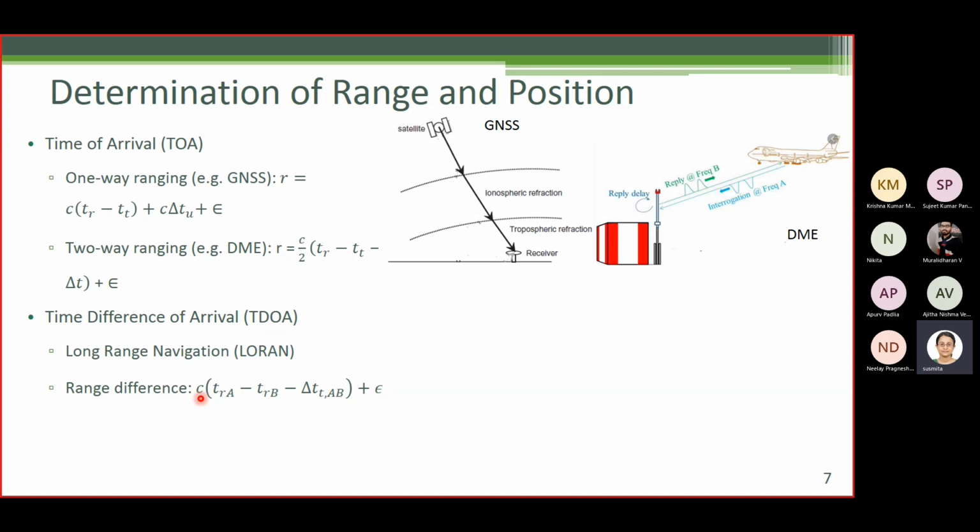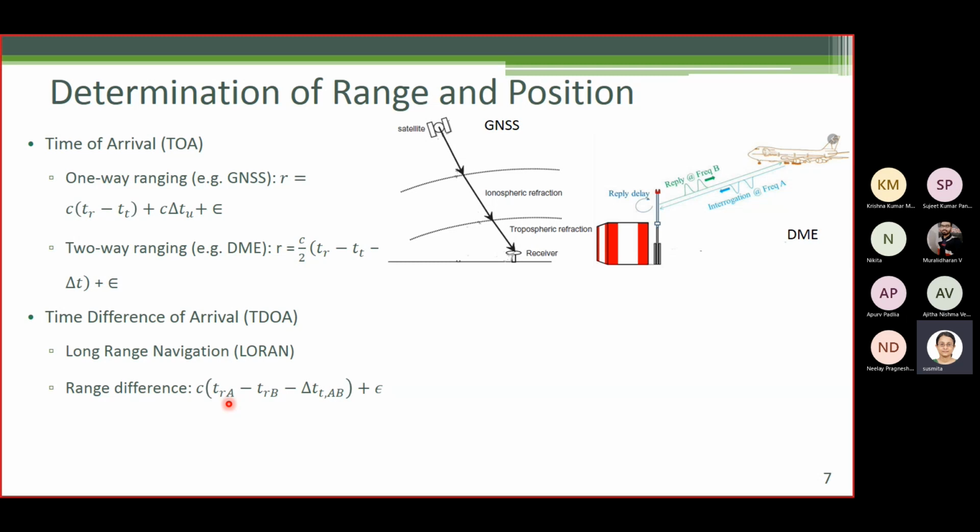So for each master secondary pair, we get a range difference. So here the measurement is not range exactly, it is range difference. And since you are considering time differences, so the difference between two times of arrival, this technique is called time difference of arrival. Okay.